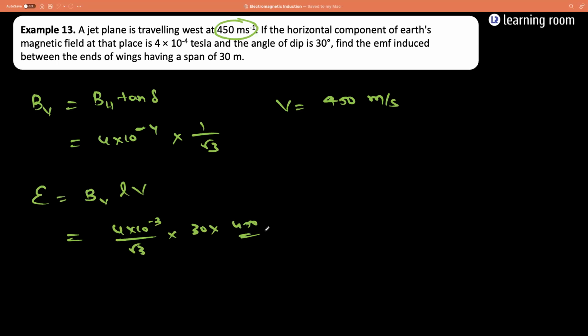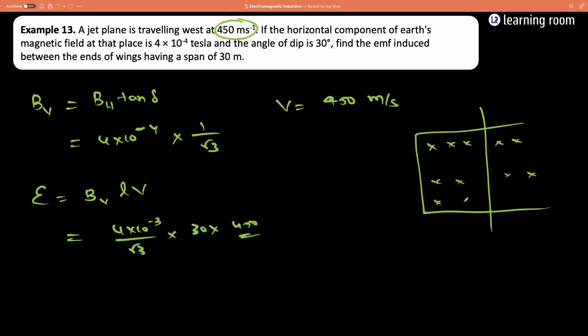Tell me, sir, why are we doing B H tan delta? What are we applying it to? See, generally when you calculate the motional EMF, you will get that value of B L V only if you take the magnetic field to be perpendicular to the velocity component. So the jet plane is traveling west. The horizontal component of the Earth's magnetic field is also in this plane.